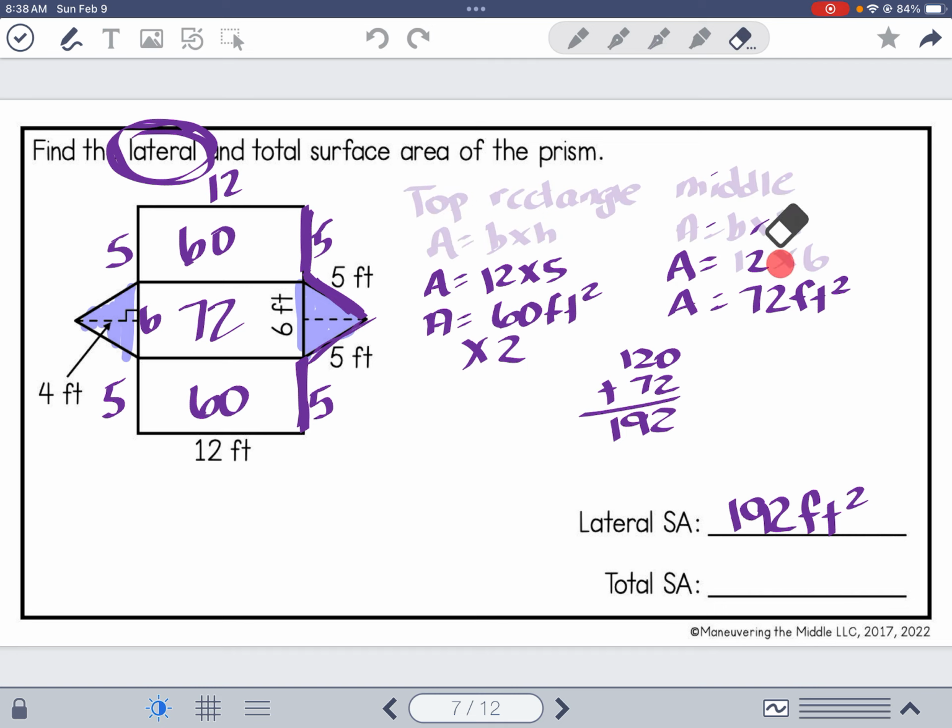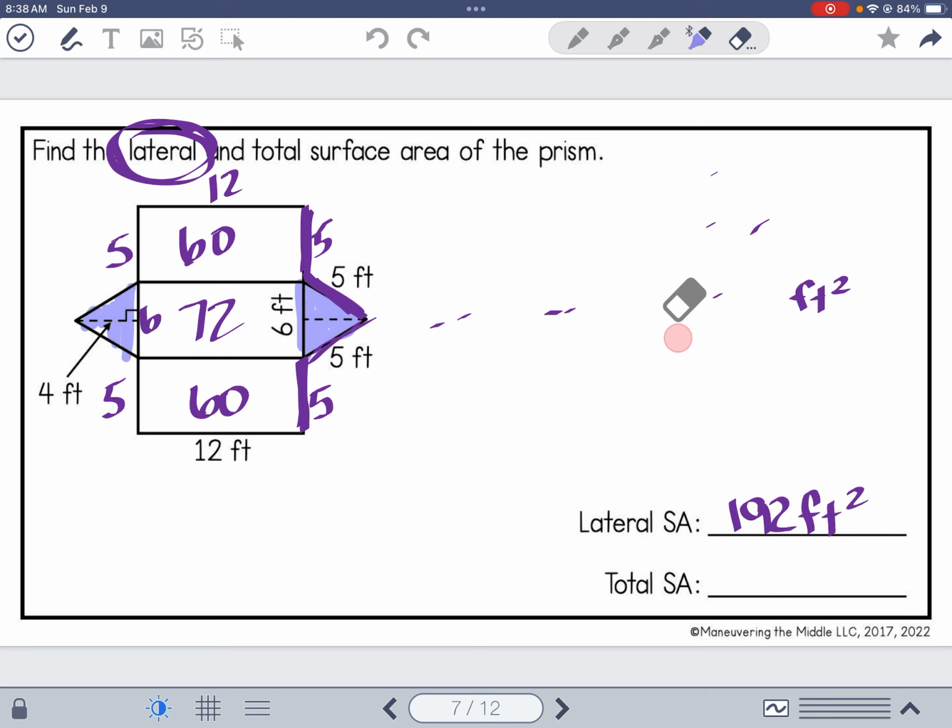Now some of you might be thinking, well, Miss Emerine, couldn't I have just done one big rectangle? Sure. If that's what you want to do, go for it. That would be 5 plus 5 is 10, plus 6 is 16, and 16 times 12 should give you 192. But that is not the way we teach it. So keep that in mind for you higher level people.